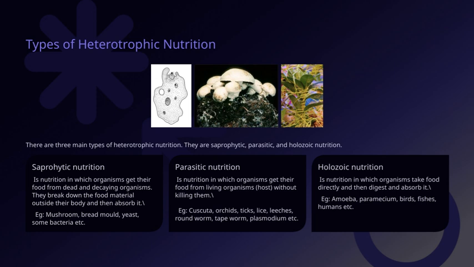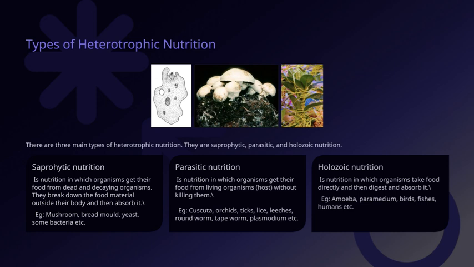Then there is saprophytic nutrition, seen in organisms like mushrooms, bread mold, yeast, and some bacteria. These organisms feed on dead or decaying matter. They break down the food externally, outside their bodies, and then absorb the nutrients. It's a crucial process in nature, as it helps recycle organic material.